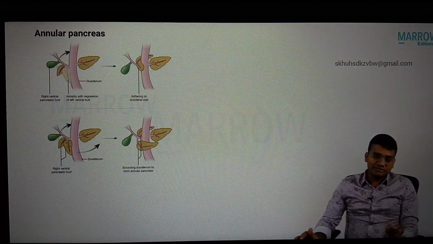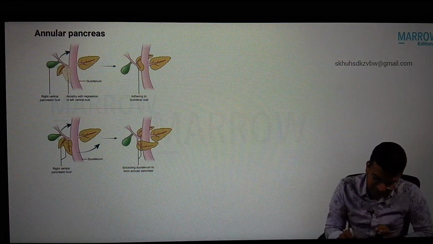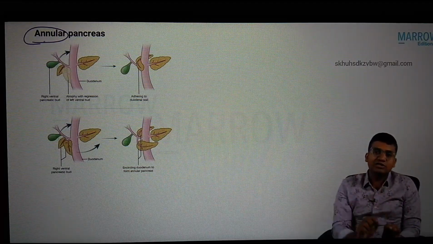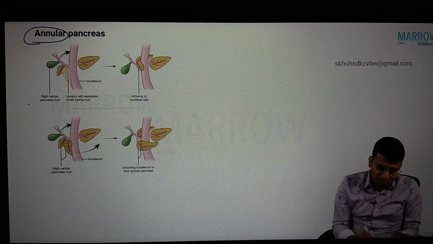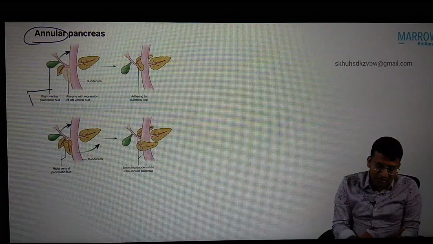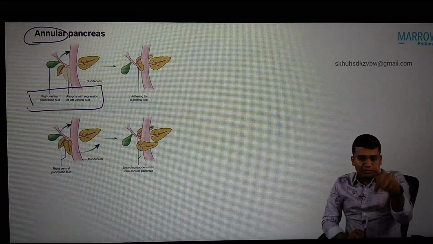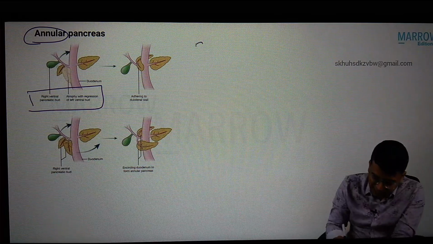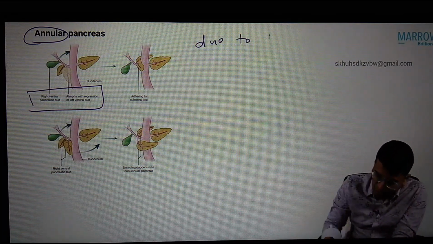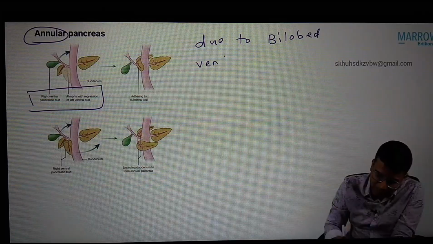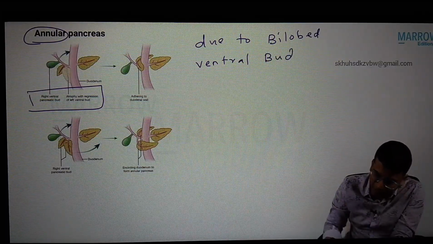Next, annular pancreas. Annular means a ring. There's a ring of pancreatic tissue around the duodenum. Why, sir? Because of the bilobed ventral bud. I told you we have only one ventral pancreatic bud. But this condition, annular pancreas, is due to bilobed ventral bud.